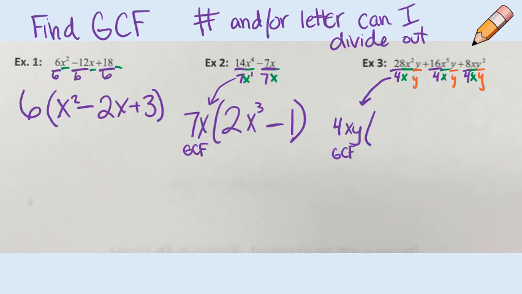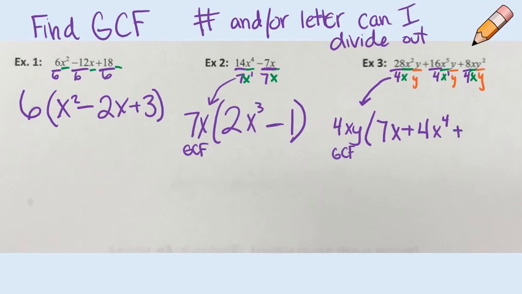Let's write what we have remaining when we divide that out. 28 divided by 4 gives me 7. x squared divided by x, we subtract the exponents, which leaves me with x to the 1st. y divided by y is 1, so I don't need to write a 1 there. Let's bring our sign down. 16 divided by 4 is 4. x to the 5th divided by x, I subtract the exponents and I end up with x to the 4th. y divided by y is 1. I don't need to carry that down.